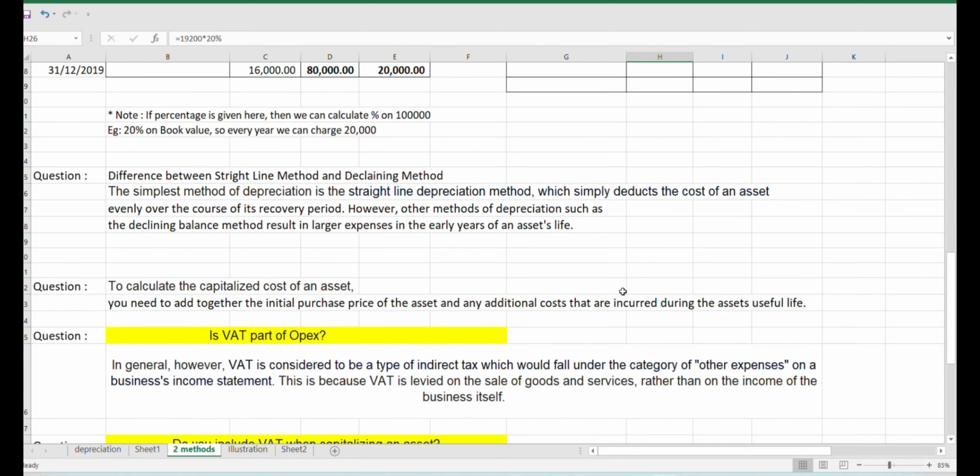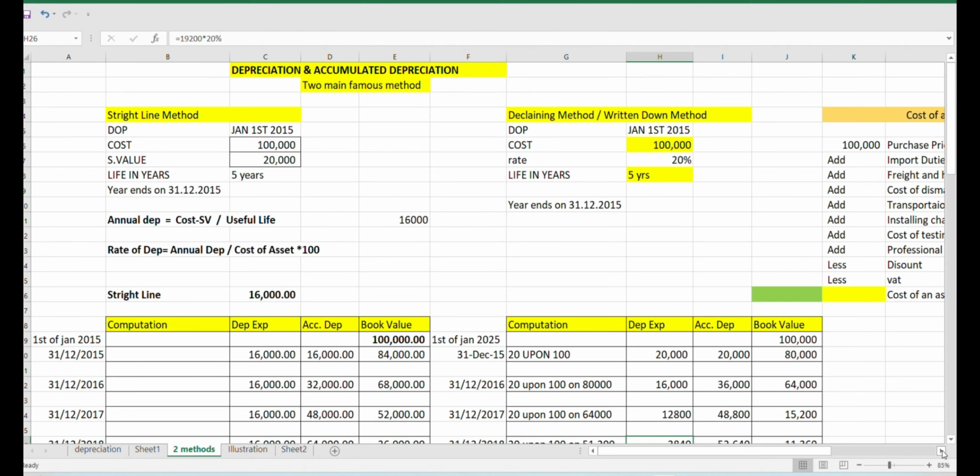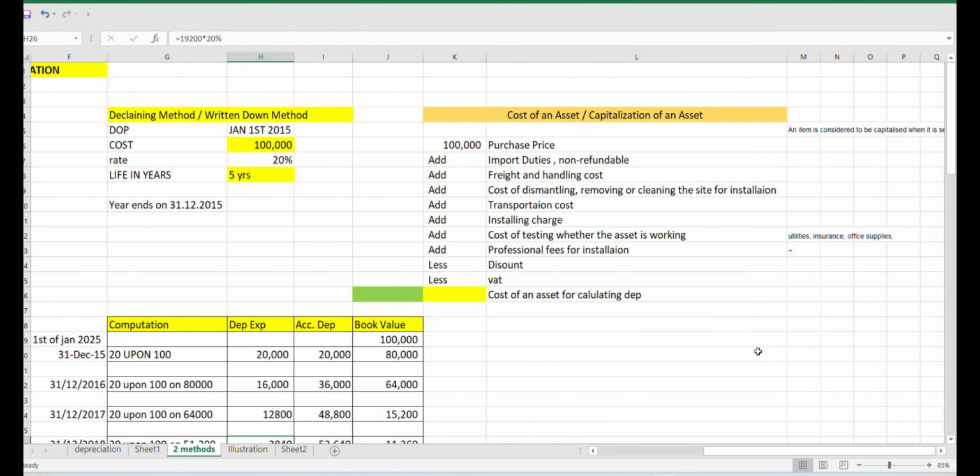The next question is, second question: to calculate the capitalized cost of an asset, you need to add together the initial purchase price of the asset and any additional costs that are incurred during the asset's life. See, I have made a table over here so you will understand what exactly the capitalization of an asset means. Whenever you are purchasing an asset, there will be a purchase price. But how do you calculate the depreciation on an asset?